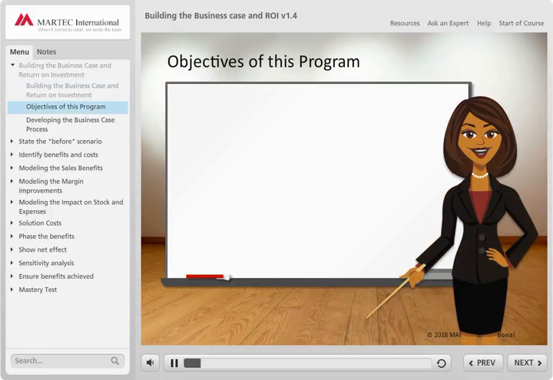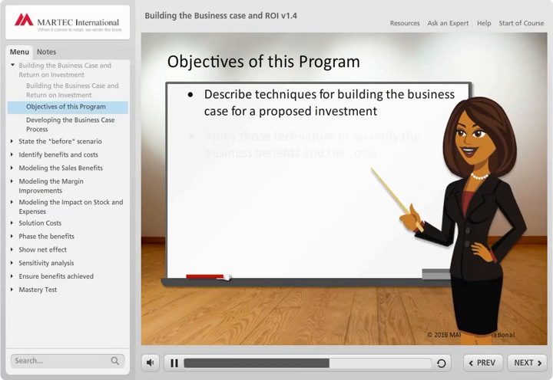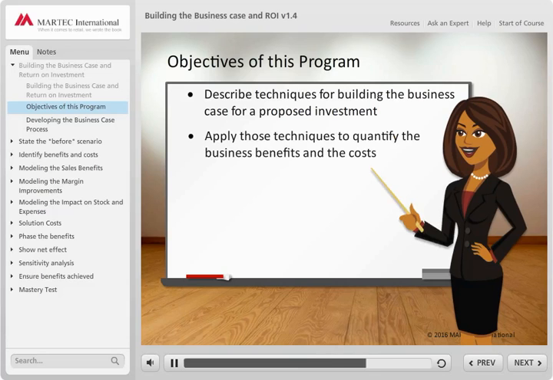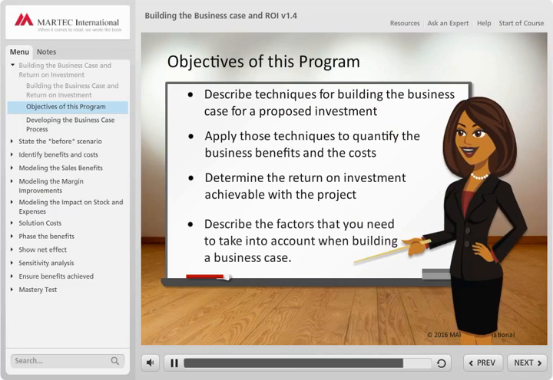This program is designed for those that need to develop a business case to justify the investment in a new systems and business process improvement project. By the end of this module, you will be able to describe the techniques for building the business case for a proposed investment, apply those techniques to quantify the business benefits and the costs, determine the return on investment achievable with the project, and describe the factors you will need to consider when building a business case.